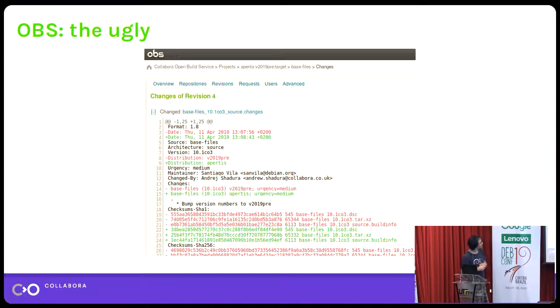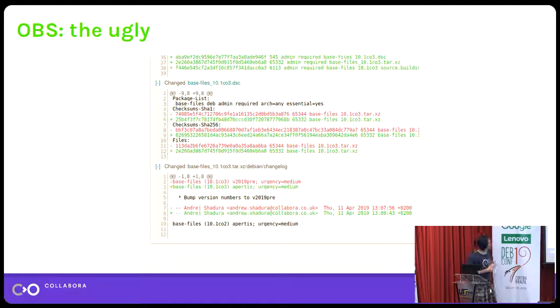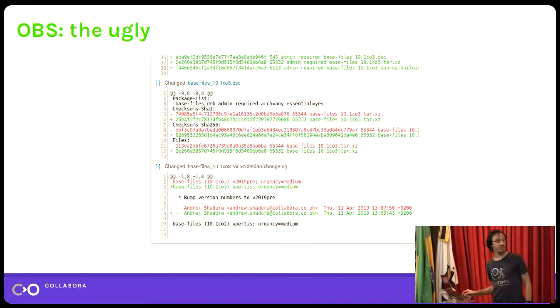But if you commit a changes file, for example, it shows you a pretty much useless diff. Very similar happens to DSC files. They are diffed literally, basically hashes with hashes and all that. Sometimes it is able to unpack the Debian tarball and show you the difference in the files in there, but sometimes it doesn't do so.